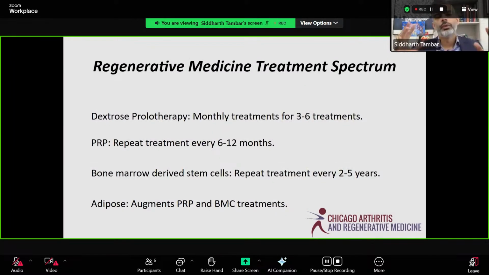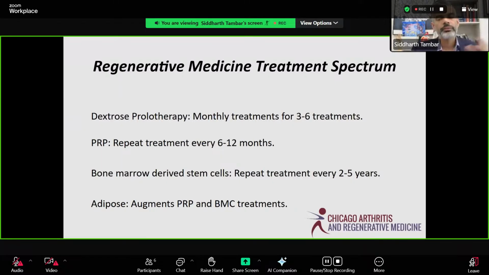So when it comes to regenerative medicine treatments, there's a few different things that we'll utilize that are legally allowed in the United States. And here's a sense of how we'll utilize them. There's dextrose prolotherapy. Again, that is kind of our mildest option, the one that's been around since the 1950s. Generally, it's getting a monthly treatment for anywhere from 3 to 6 treatments, with progressive improvement with each treatment, giving a longer lasting result.